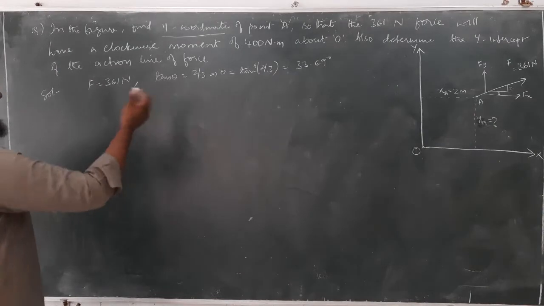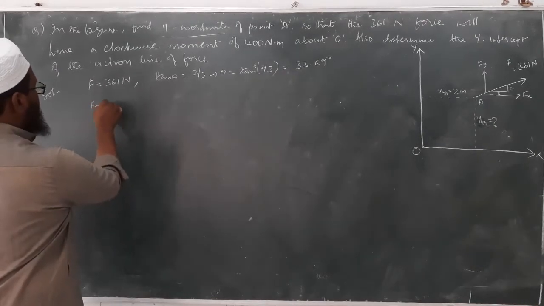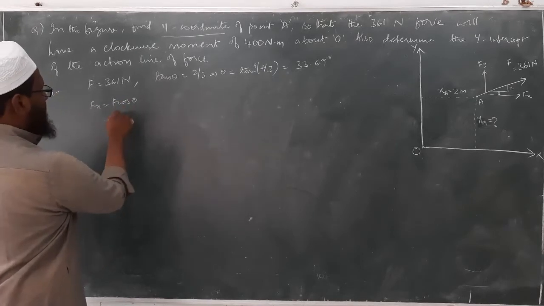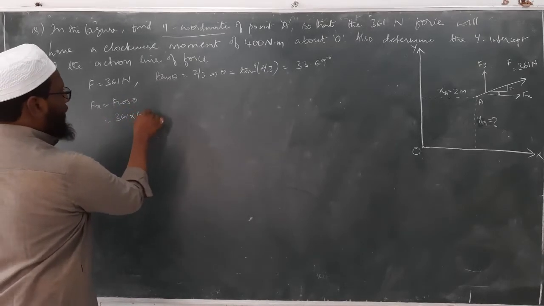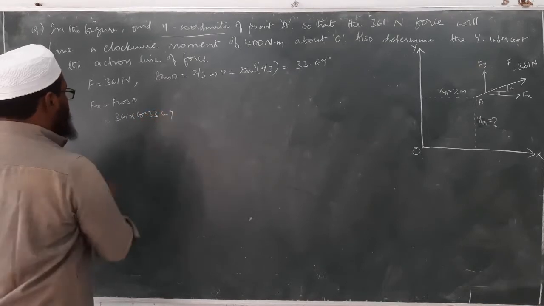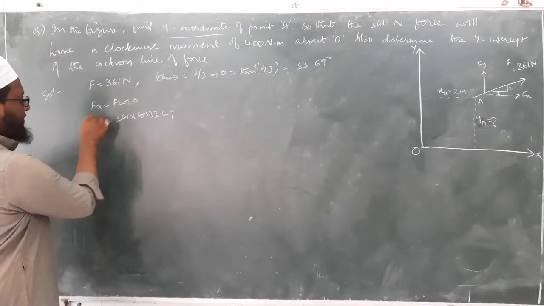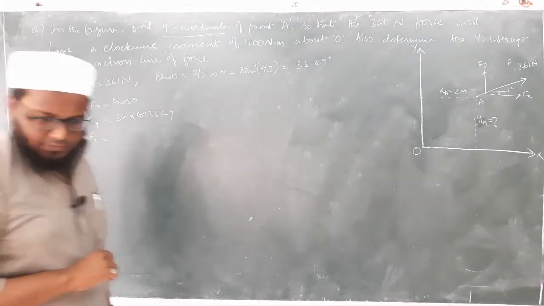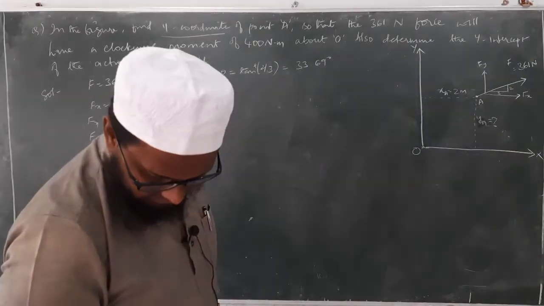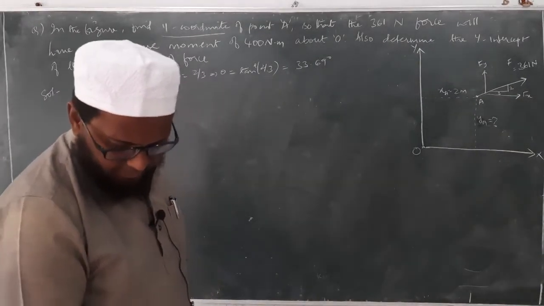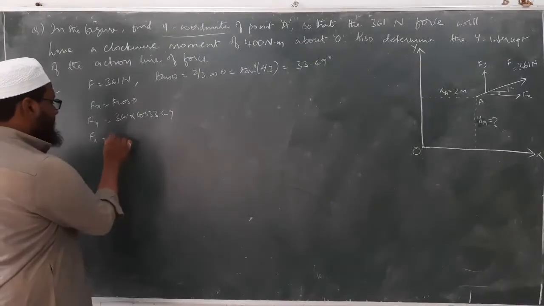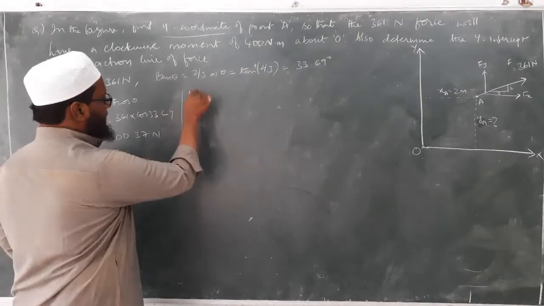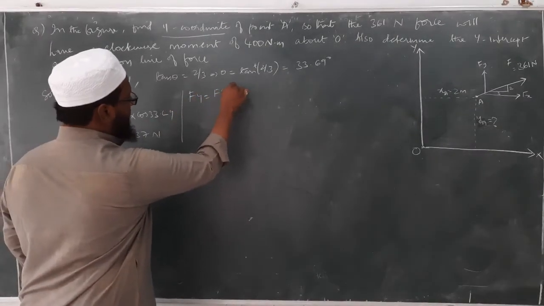Now how will you calculate Fx? Fx is equal to F cos theta, isn't it? So F cos theta is how much? 361 into cos 33.69. You will get the value of Fx as 300.37 newtons, whereas Fy is equal to F sin theta, isn't it?